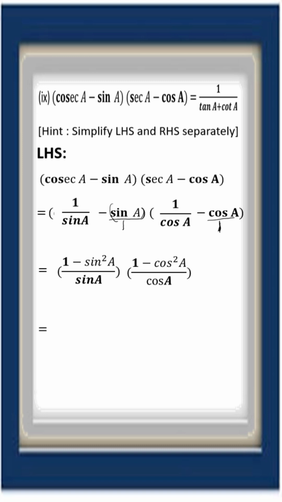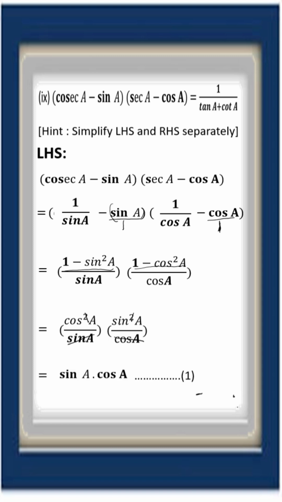Now let us multiply these two. Observe, in the numerator, what will you have? 1 minus sin square A means what? Cos square A. Here 1 minus cos square A. What is it? Sin square A. Here cos square A, here cos A, gets cancelled. Sin square A, sin A, gets cancelled. What is remaining here? Sin A into cos A. Let this be equation number 1.